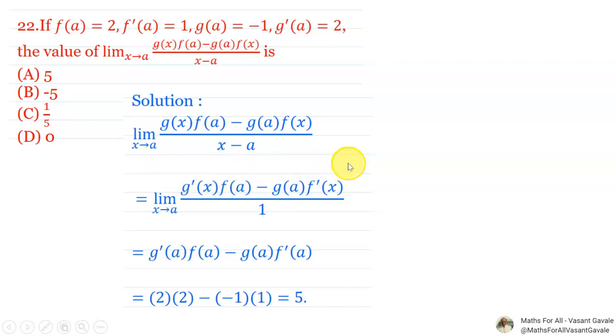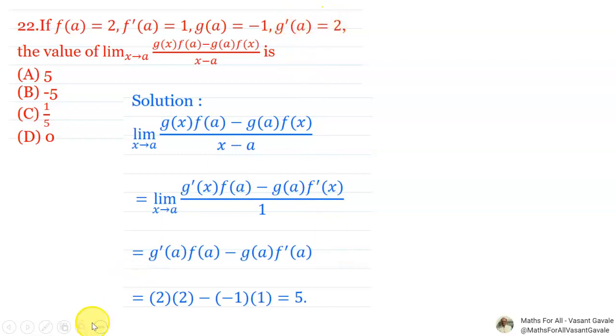Okay, here is the given function. Again, by applying L'Hospital's rule, it is g dash of x times f of a, where f of a is a constant, minus g of a, which is a constant, times f dash of x. The derivative of x is 1, therefore it is divided by 1. Then you will get g dash of a into f of a minus g of a into f dash of a. Substitute the values.